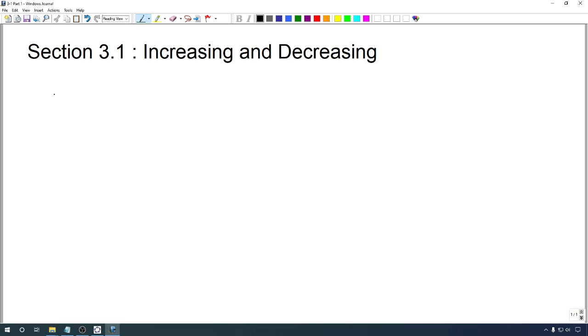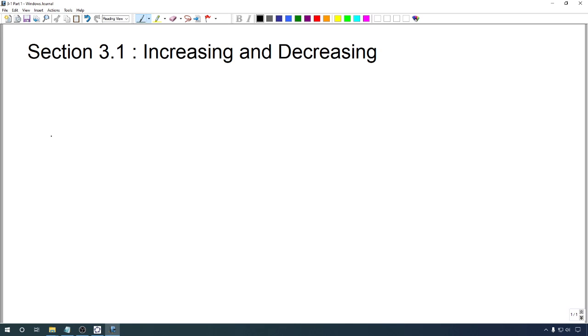Today we are starting a new chapter. In chapter 3, we will be discussing what the derivative can tell us about a function. And we'll use those ideas to solve a brand new type of problem, the problem of optimization, which is trying to find out the maximum or minimum values of a function.